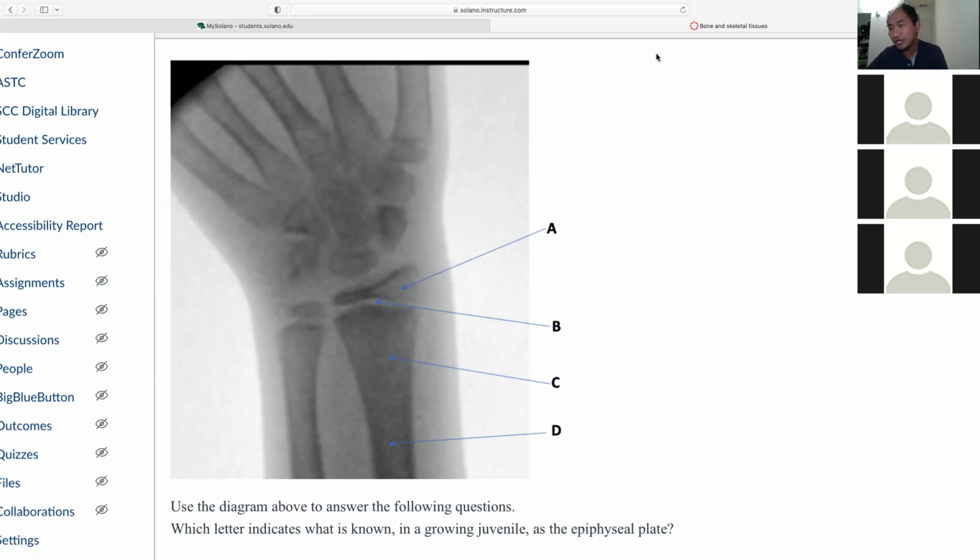So the question is, use the diagram above, at least, well, I should say use the X-ray above to answer the question. Which letter indicates what is known in a growing juvenile as an epiphyseal plate? What is the answer?